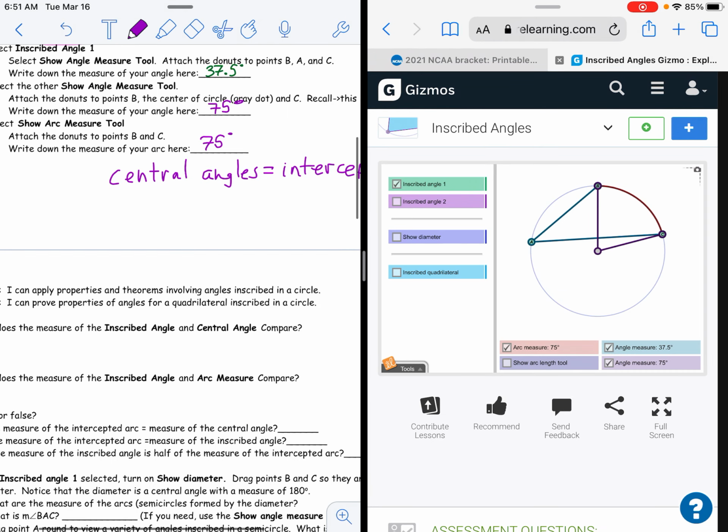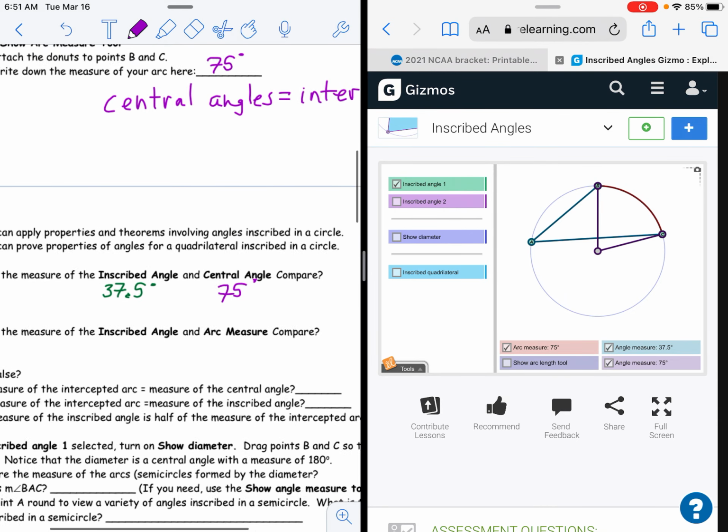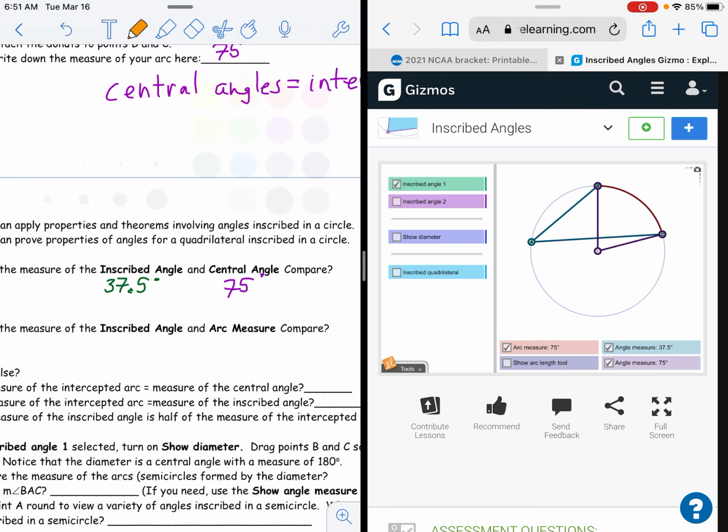Now we've got some nice crisp clean numbers. How does the inscribed angle and central angle compare? Well, remember, the inscribed angle was 37.5 degrees. The central angle was, oops, I messed up, I meant to say 75 degrees. So I'm going to write IA for inscribed angle is half the central angle. Or you could say central angle is double the inscribed angle.